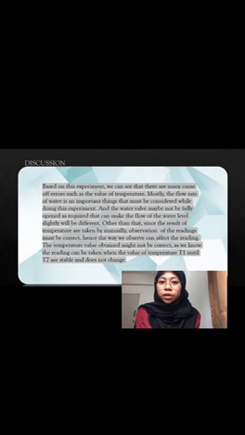The temperature value obtained might not be correct, as we know the reading can be taken only when the values of temperature T1 until T7 are stable and do not change.